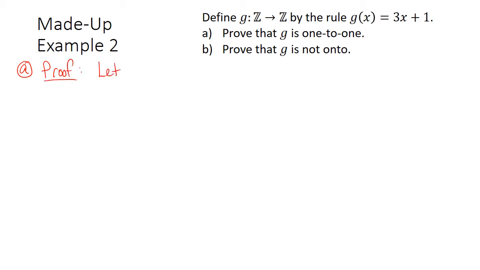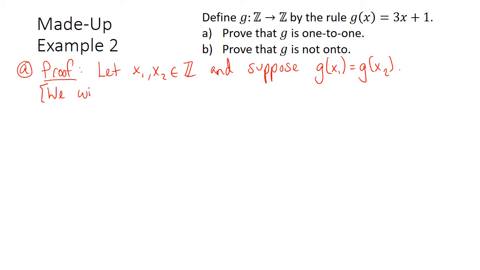So I'm going to let x1 and x2 be elements of the domain, which this time is Z, or the integers. And I'm going to suppose that these two elements produce the same output. Okay, and then my goal is to show that x1 equals x2. And again, I'm putting this in brackets because that's an optional statement. You don't have to state that. Sometimes it helps you to keep yourself on task by putting these kind of goal statements, but it's up to you.